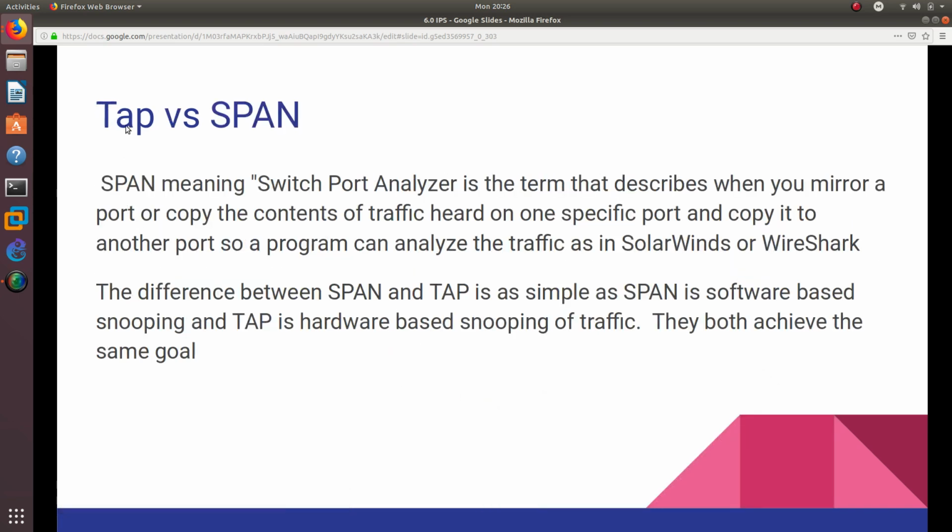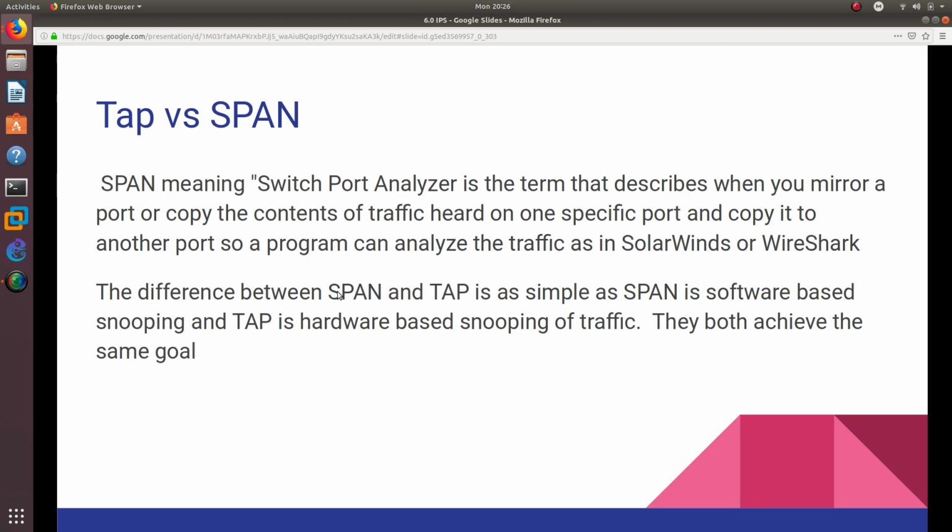So, TAP versus SPAN. A SPAN, meaning switched port analyzer, is a term that describes when you mirror a port, or copy the contents of traffic heard on one specific port to another port, so a program can analyze the traffic, as SolarWinds or Wireshark could do.